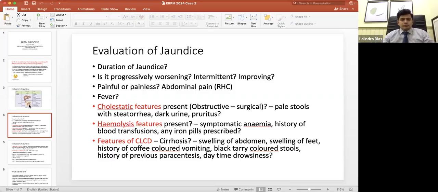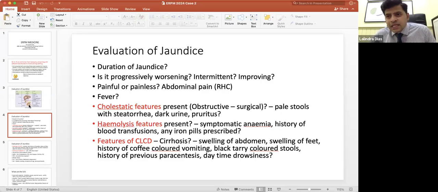Then you have to ask whether it's a surgical jaundice or a medical jaundice. So surgical jaundice, or what you call cholestatic features. You need to ask whether the patient has got cholestatic features. So you ask about pale stools, dark urine, pale stools with steatorrhea. You ask whether the stools are pale, white like milk, and whether they are hard to flush in the toilet and very smelly.